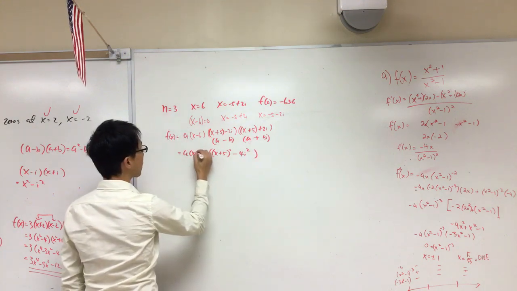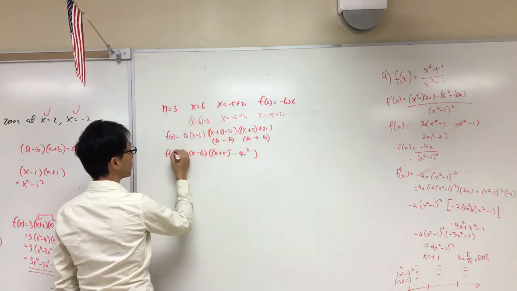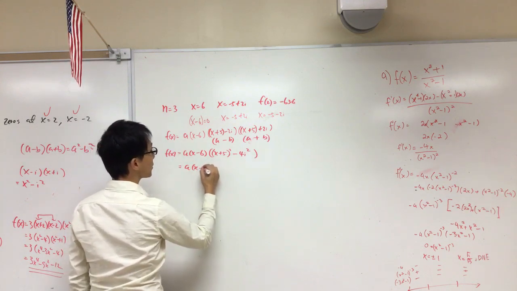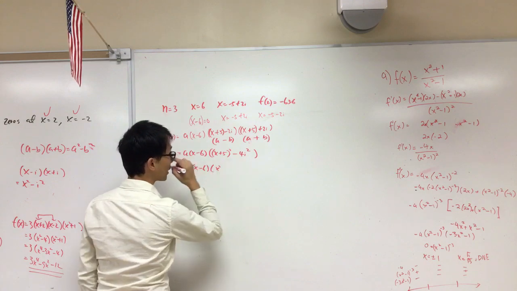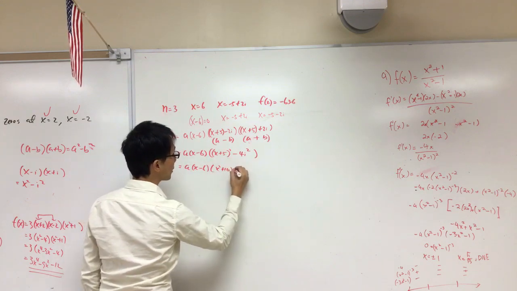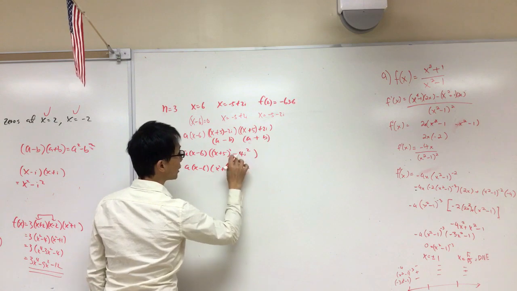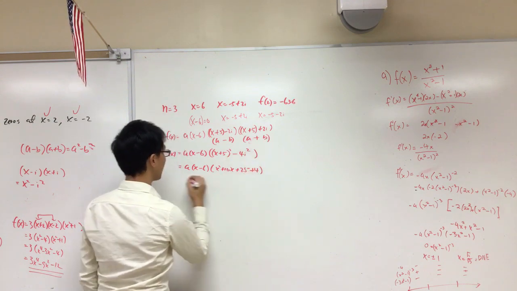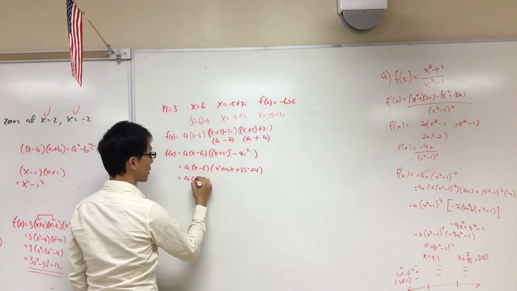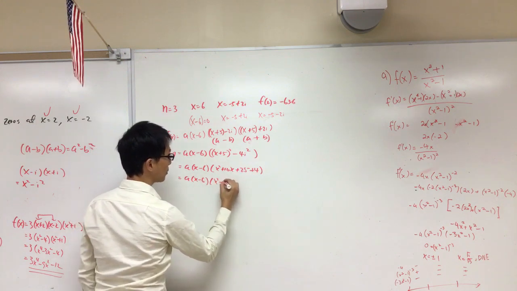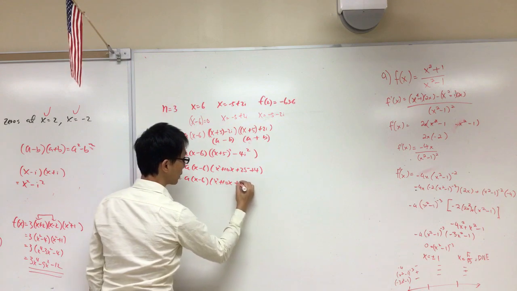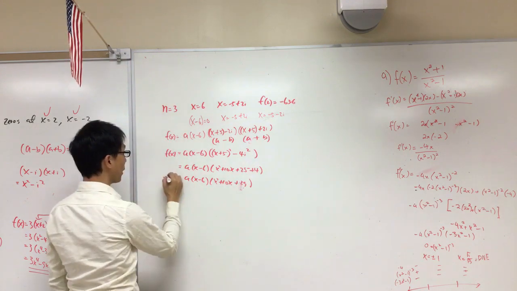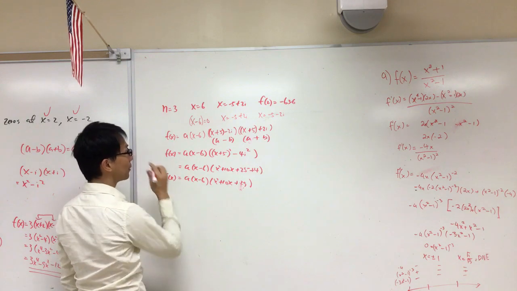So you don't plug in i, not yet. So a times x minus 6 times x squared, and this one in FOIL is going to be plus 10x plus 25, and then minus 4i squared, so it's going to be plus 4, I think. So that's equal to a times x minus 6 times x squared plus 10x plus 29.